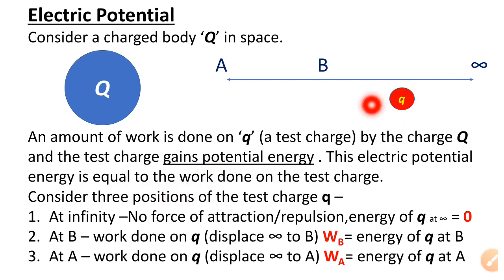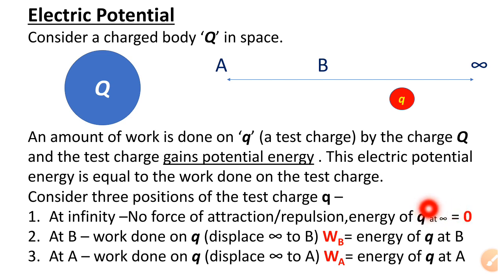In those 3 points, what energy will the test charge gain? At the point infinity, there is no force of attraction, so no work is done. That means there is no energy for this charge q. So the test charge q at infinity has zero energy. At the infinite point, for the test charge q, the energy is zero.